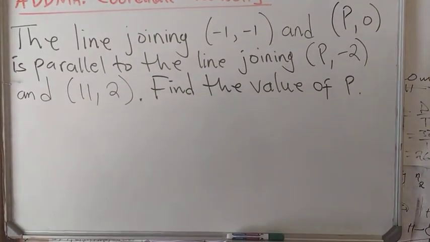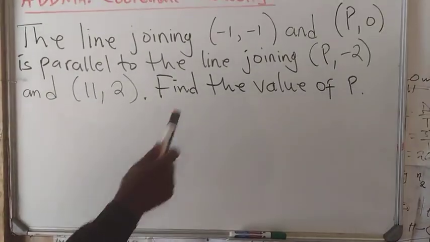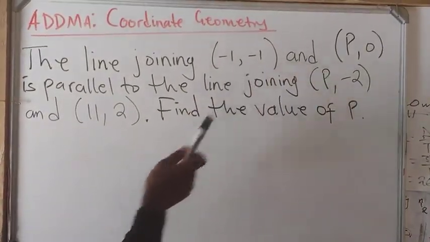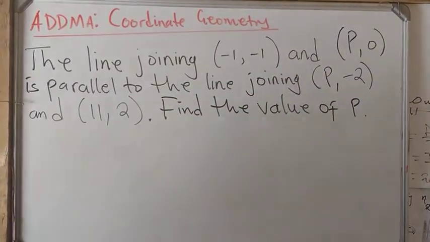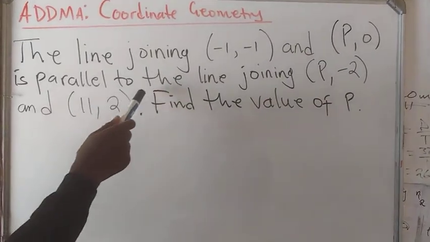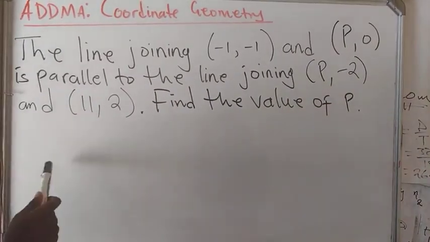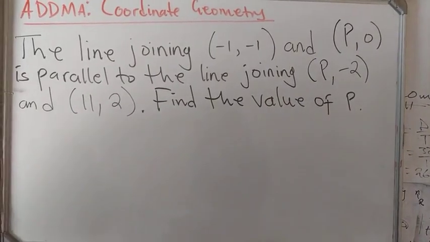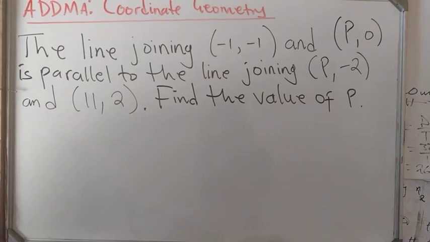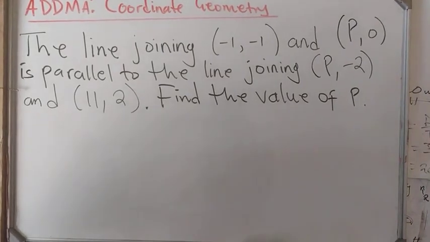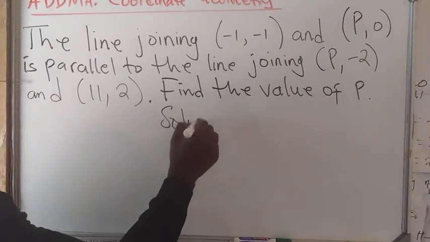So the question is: the line joining (-1, -1) and (p, 0) is parallel to the line joining (p, -2) and (11, 2). Find the value of p. So they want you to find the value of p. How can you find the value of p? First, we say solutions.